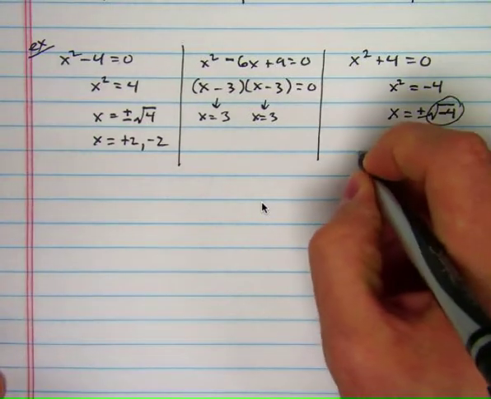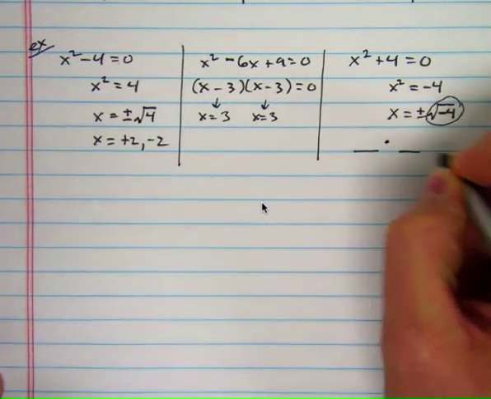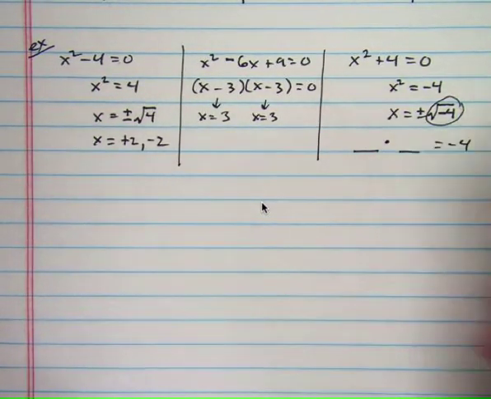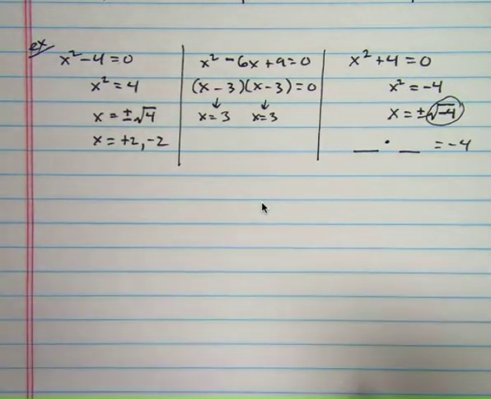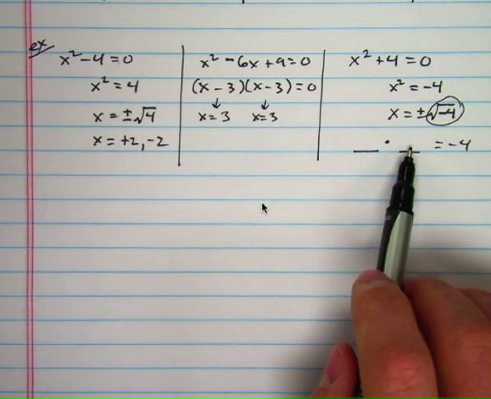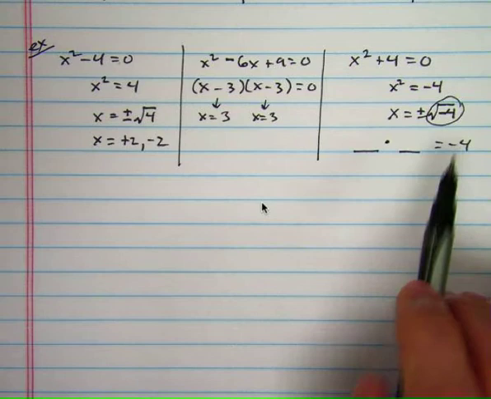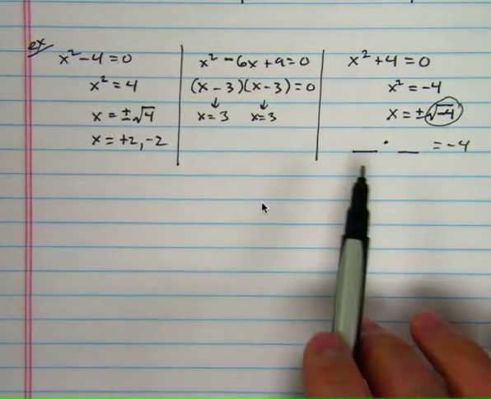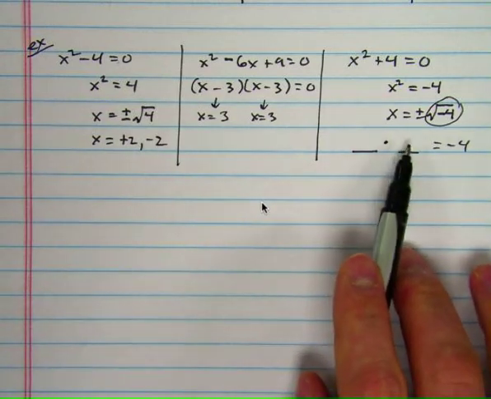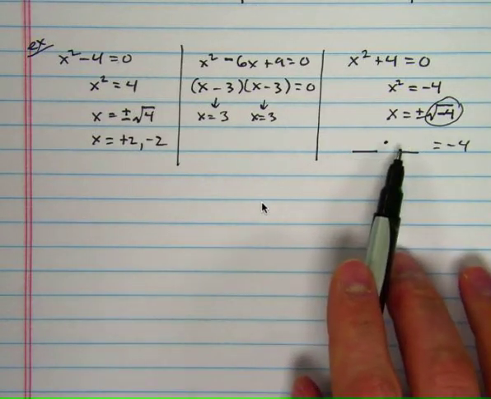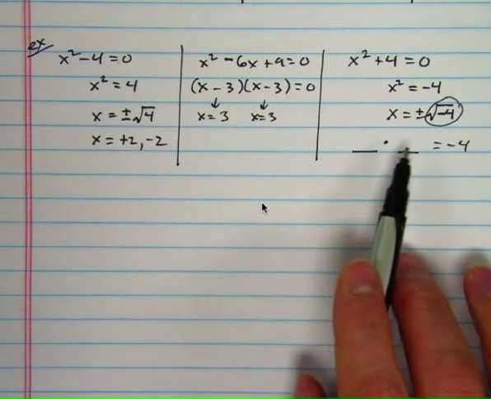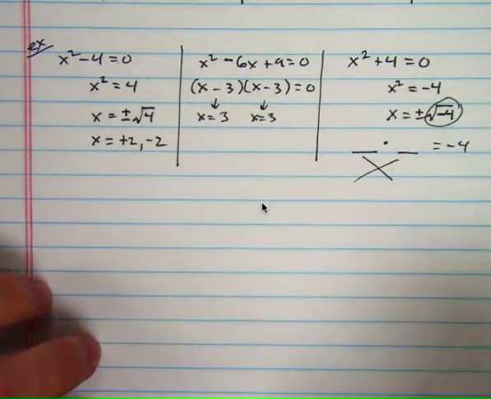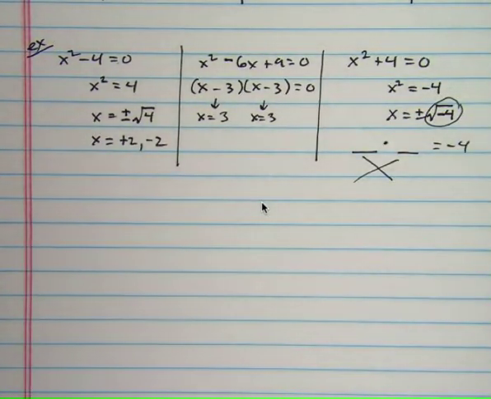Because if you ask the question, what times what is negative 4? That's what a square root is asking. Now if I do negative 2 and negative 2, it'll be positive 4. If I do 2 and 2, it'll be positive 4. Some people say, why don't we do negative 2 and positive 2? Well, those aren't the same though. They have to be the same. So this is where we go into complex numbers.